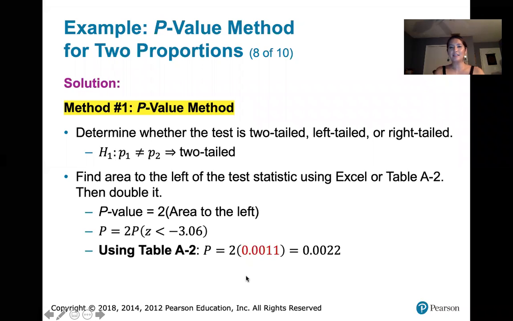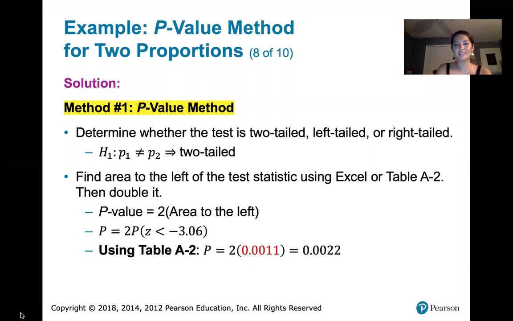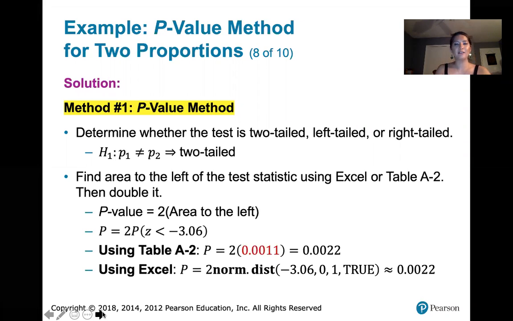Now the other option is to use Excel to find that area to the left of z equals negative 3.06. Now that's my preference here as well, but we can use table A2 during our exams. To find the area to the left of z equals negative 3.06, we'll use the norm.dist function. You type in the z-score, the corresponding mean and standard deviation of the distribution it comes from. It's a standard normal distribution, so the mean is 0 and the standard deviation is 1. And then we'll say true, we want the area to the left. And if we take that and multiply by 2, we get the same value that we got using table A2. Let me show you how to do this in Excel now.